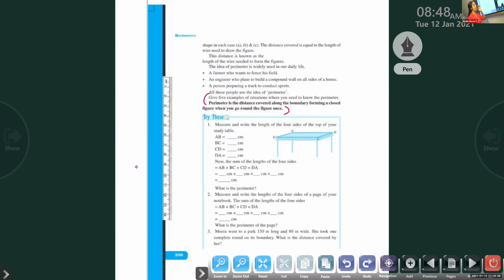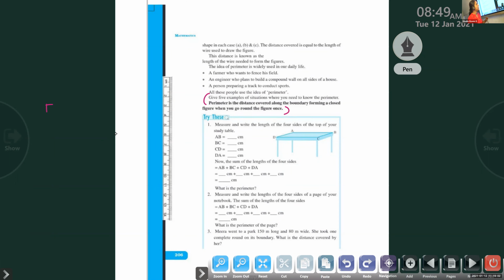So again, we are applying the perimeter in different situations. Suppose we are building a compound wall to your house. Most of your houses have a compound wall around the house, isn't it? So suppose this is your house and there is a plot and you are building the compound wall. So we are finding the perimeter around the figure. It is known as perimeter. Clear? So an example of perimeter is building a compound wall or a fence.